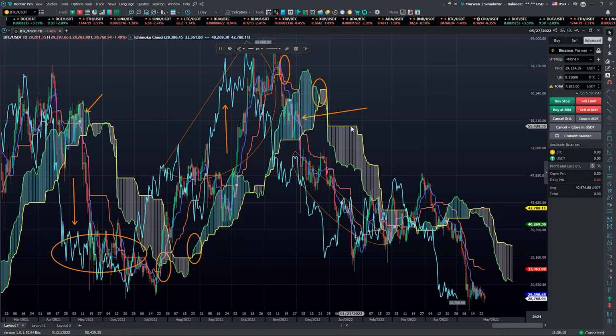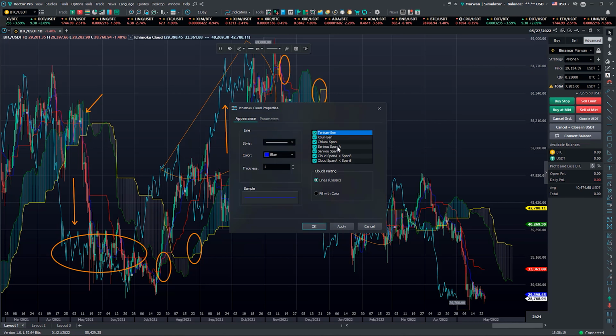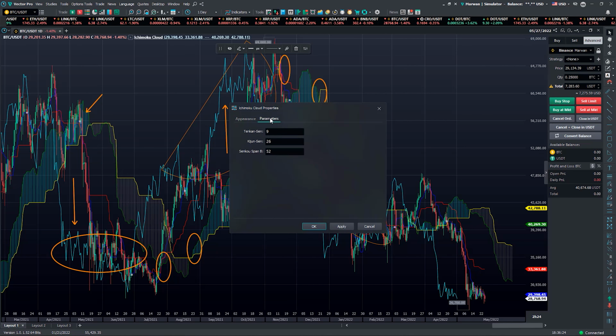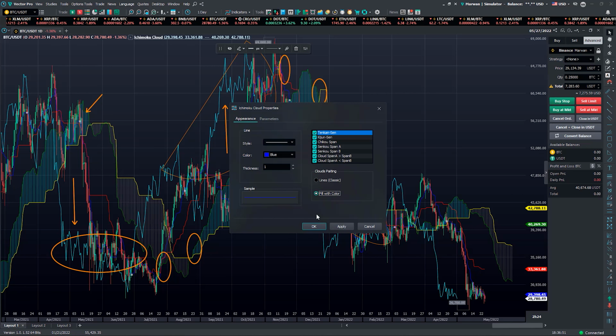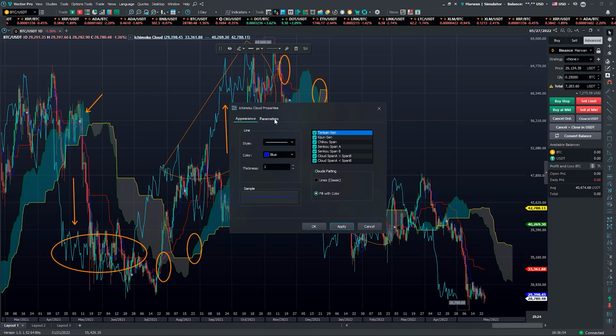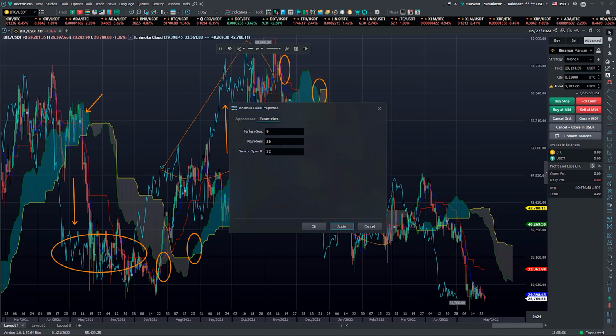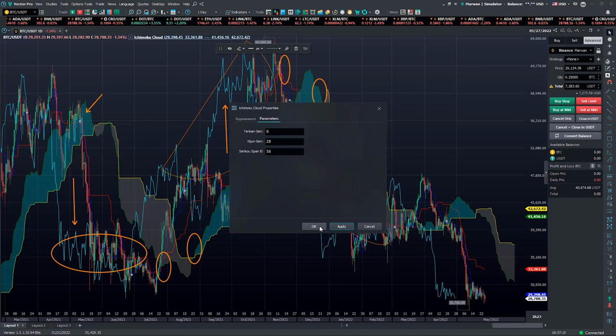Once it's highlighted, double-click, and access its properties. Here you can customize the appearance of the indicator, as well as go to the Parameters tab, where you can change the number of periods for our trend lines. So let's go back to Appearance. And let's go ahead and change our cloud painting to fill with color. We'll click Apply. Let's go to Parameters now, and we'll change the Kijun Sen to 28 periods, and we'll change our Senkou Span B to 56 periods. Click Apply, and then OK.